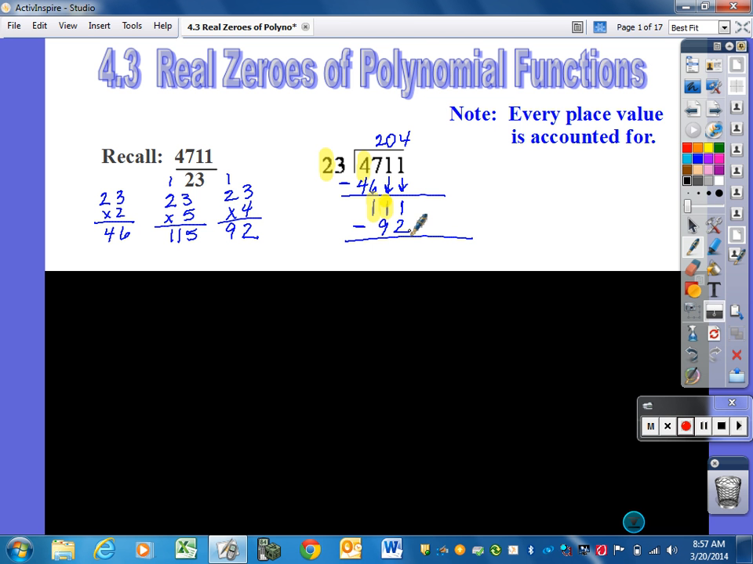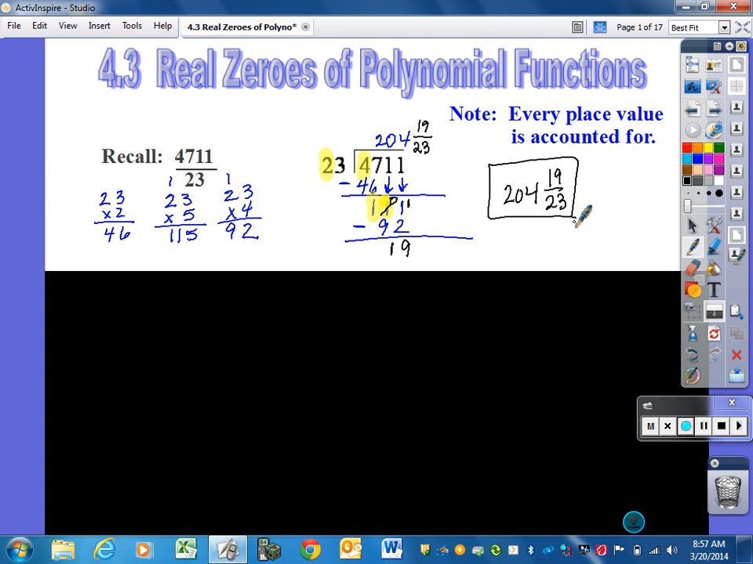So 1 minus 2, it doesn't work. So you would borrow from here and put the 1. 11 minus 2 is 9, 10 minus 9 is 1. And then you would write R19. And as you became older, you learned that it meant 19 over 23. 204 and 19 23rds. And in mathematics that means plus. So 204 plus 19 23rds.